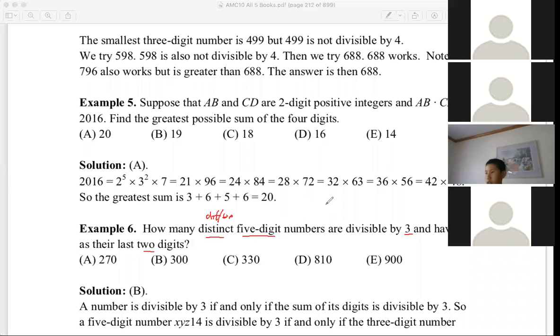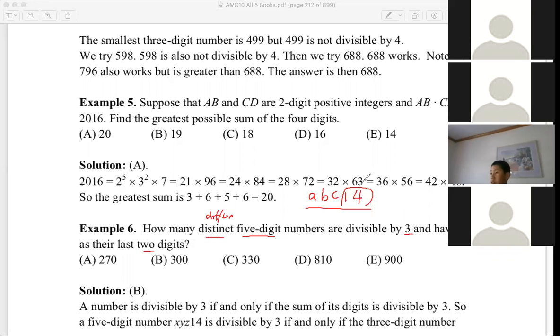So we can suppose this 5-digit number is this, ABC14, right? This is a 5-digit number. Last 2 digits, that's 14. And also this number is divisible by 3. Okay, so you know the sum of digits of this number also should be divisible by 3, right? Because they tell you this number is divisible by 3. Then let's see. 1 plus 4, that's 5. 5 divided by 3, the remainder is 2.